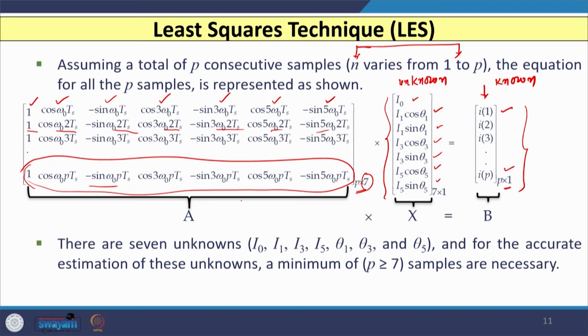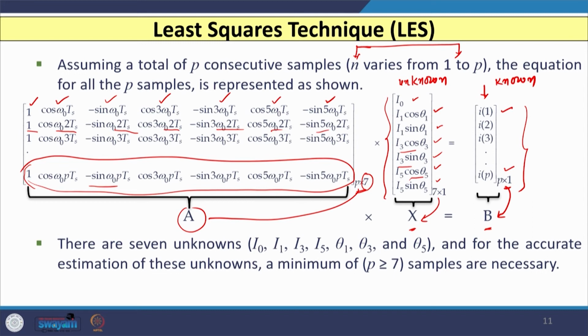So, if I call this matrix A, the unknown as matrix X, and the known values of samples as matrix B, then the size of B is p cross 1, the size of X is 7 cross 1, because we have 7 unknowns, and the size of A is again p cross 7. So, here you can see that the unknown values are I 0 and I 1 cos theta 1, I 1 sin theta 1, similarly I 3 cos theta 3 and I 3 sin theta 3, and we have I 5 cos theta 5 and I 5 sin theta 5. So, total unknowns we have is 7.